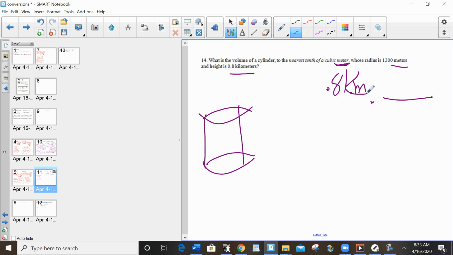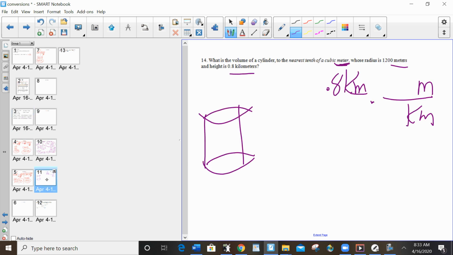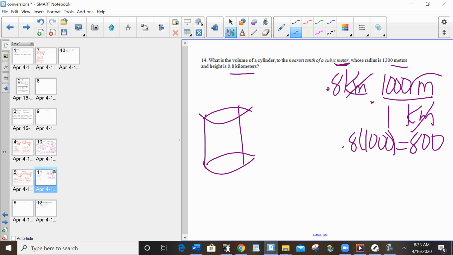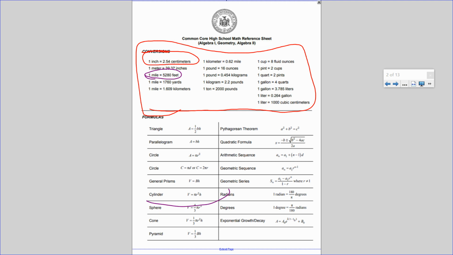So whatever I start with goes on bottom. I'm converting kilometers to meters, so meters goes on top. What's the conversion from meters to kilometers? You're expected to know that 1,000 meters is 1 kilometer. Kilometers cancel. I have 0.8 times 1,000. That's 800 meters. So now that everything is meters, the height is 800, the radius is 1,200, volume of a cylinder is pi r squared h.